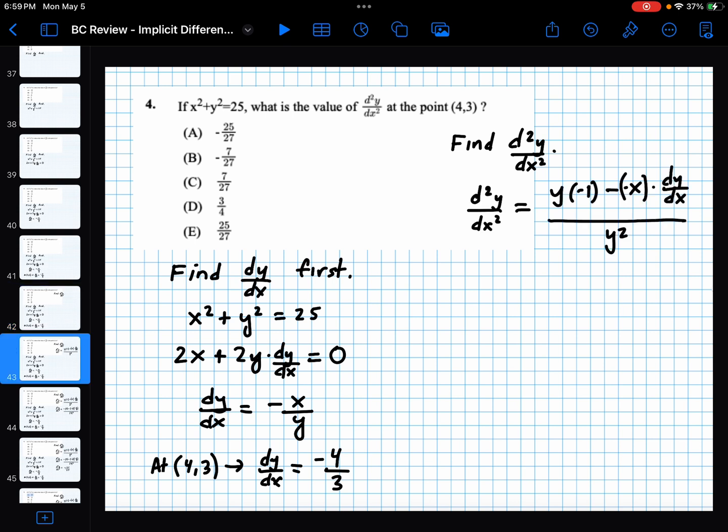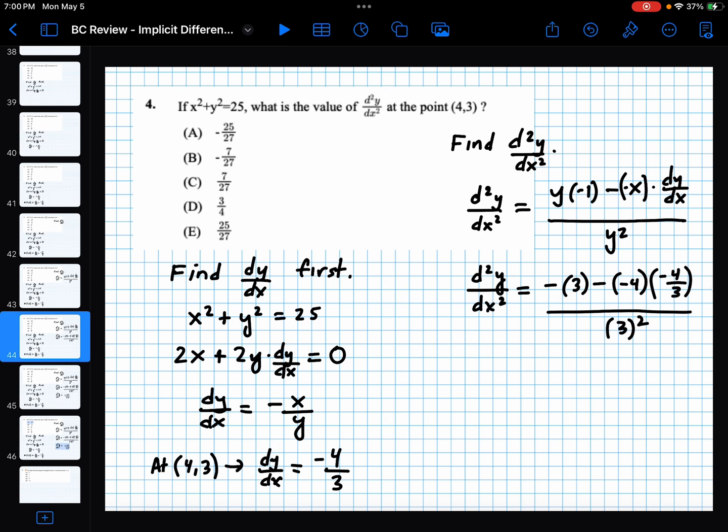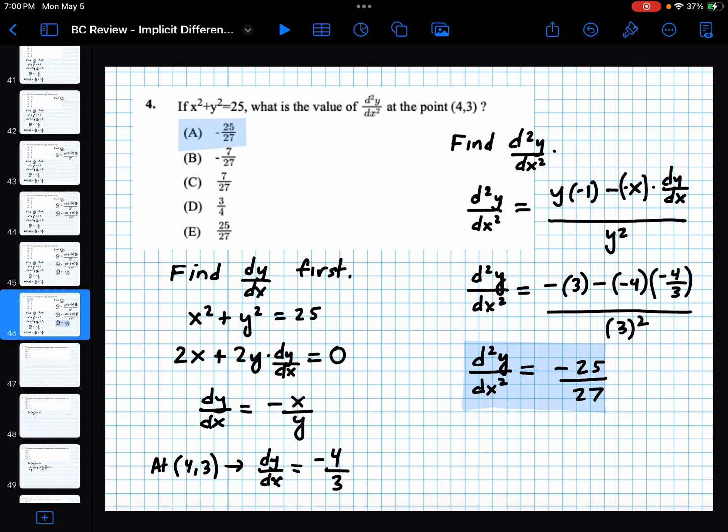So it's going to be quotient rule, low d high minus high d low over low squared. And I'm using negative x over y and differentiating that. Now I'm going to substitute in 4 for the x's and 3 for the y terms, and for dy/dx, negative 4 over 3. So I get that substitution, and when I solve and simplify, I wind up with negative 25 over 27, which is equal to choice A. All right, one more question on this video before we go on to the next.